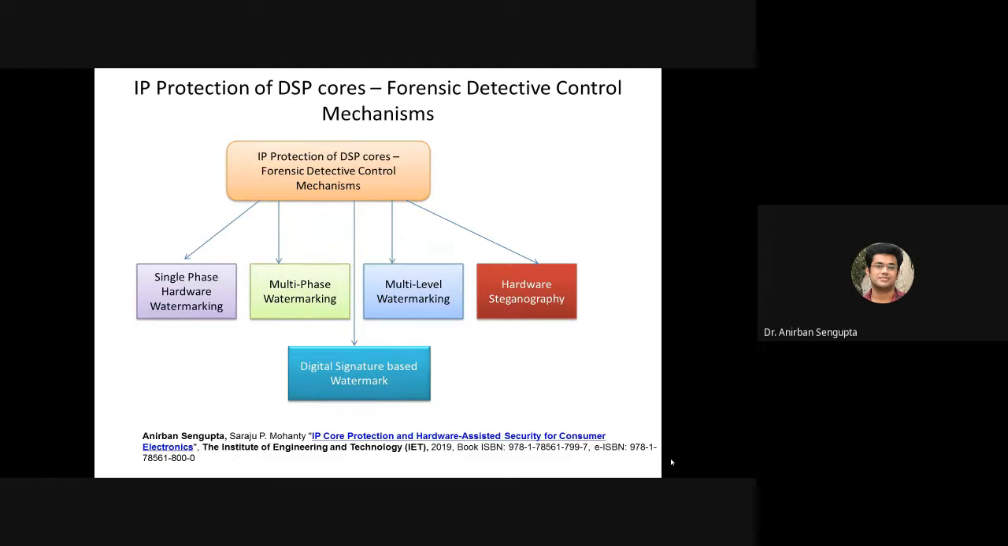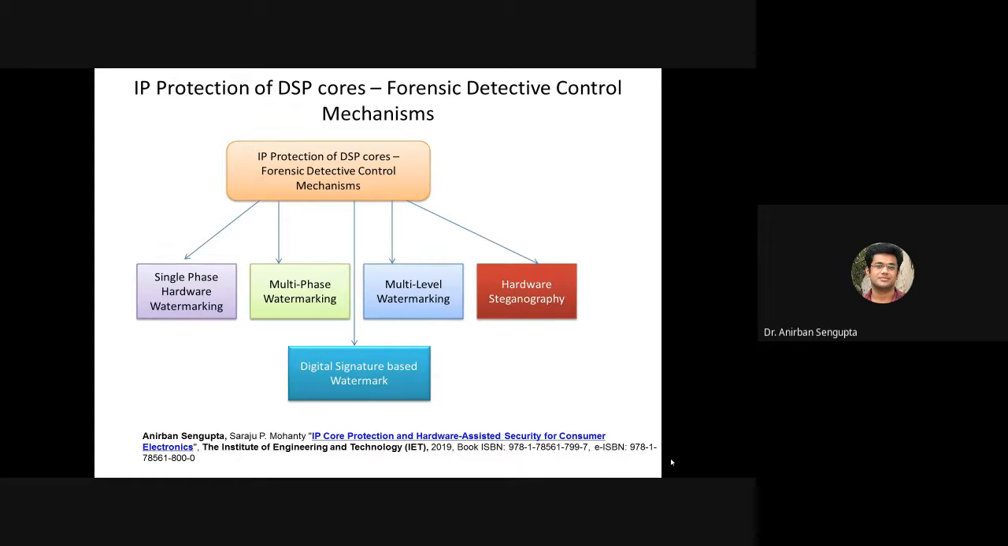For example, if there is a counterfeit in a particular IoT product, it can detect the counterfeit component. If there is any sort of piracy that must have happened, it can detect the pirated components. So these are algorithms that focus on detecting piracy, detecting counterfeiting, detecting cloning, and so on. So what are these methods?